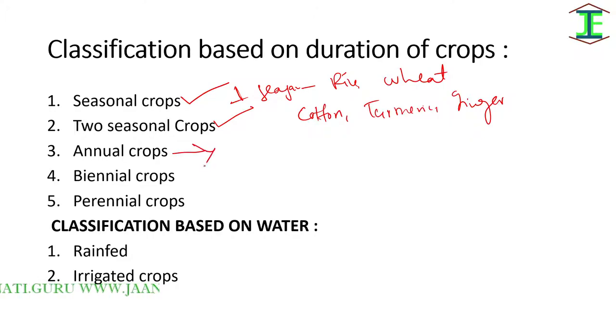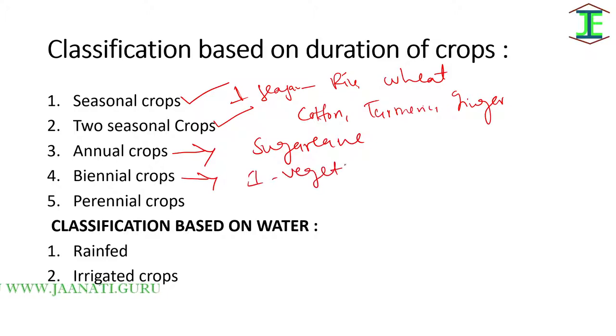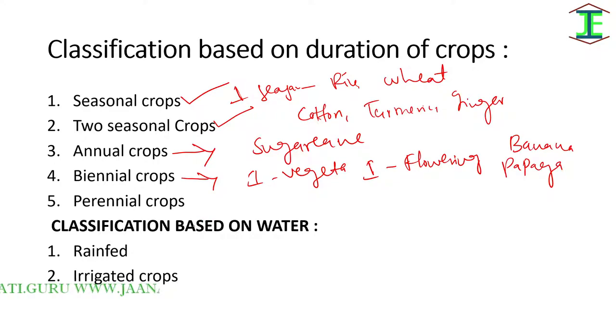Next is annual crops. They require 1 year for their growing. Example is sugarcane. Then biennial crops. They require 2 years for their growing. 1 year for their vegetative growth, and then the second year is for their flowering or fruiting. For example, banana and papaya. Next is perennial crops. They require more than 2 years for their growing. All fruit crops come under this classification.